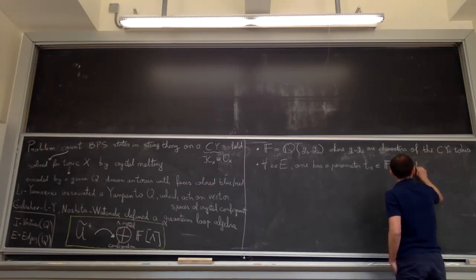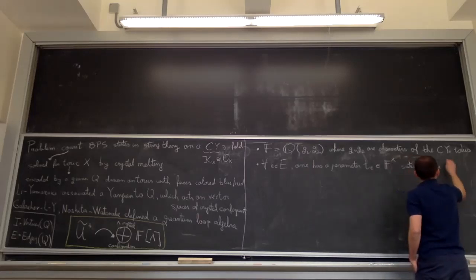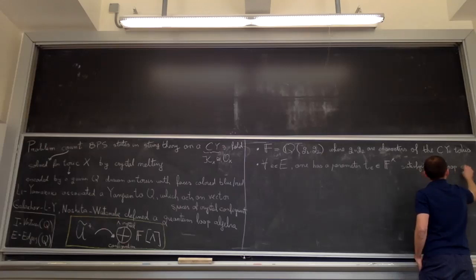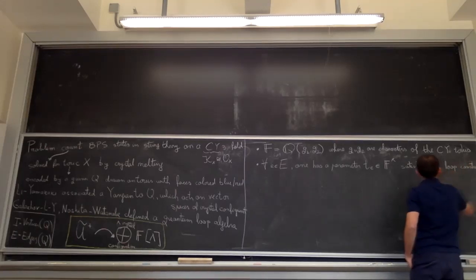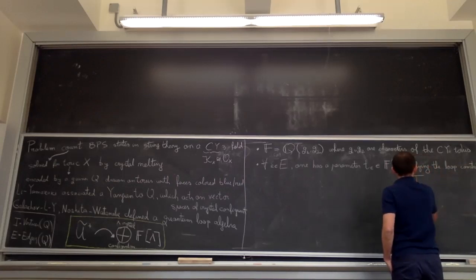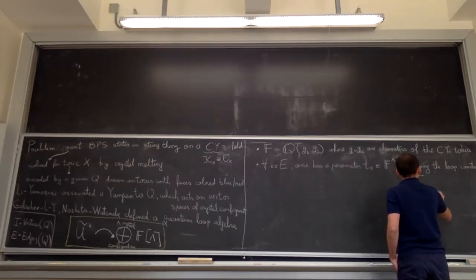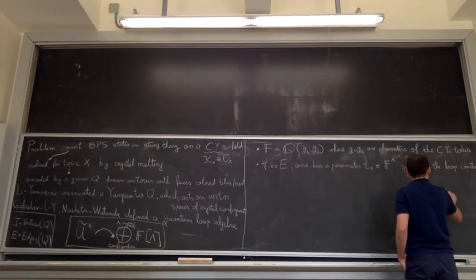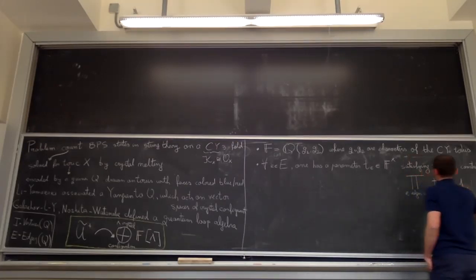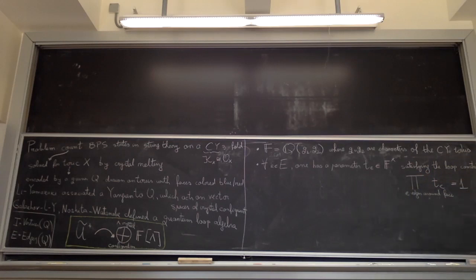following very important constraint. I do need these to satisfy the loop constraint. The loop constraint is the fact that whenever you take the product of the edges around any face, remember that this quiver has a bunch of faces, if you take the product of the t_e's around any face, you should get one. So that is what people know as a loop constraint.